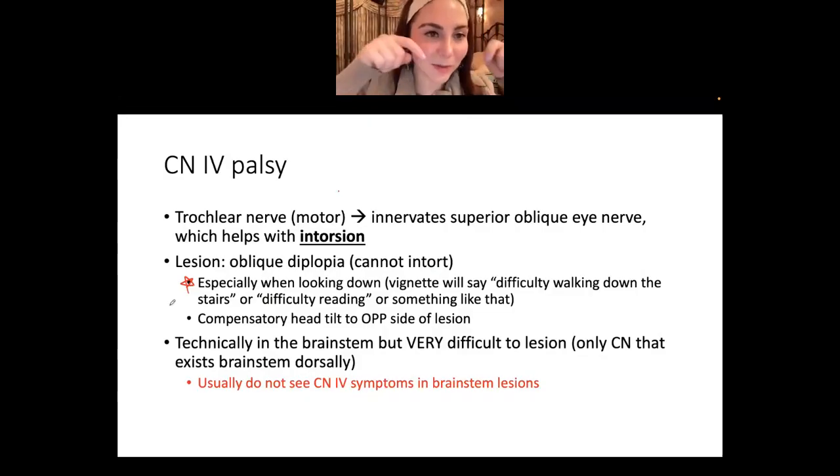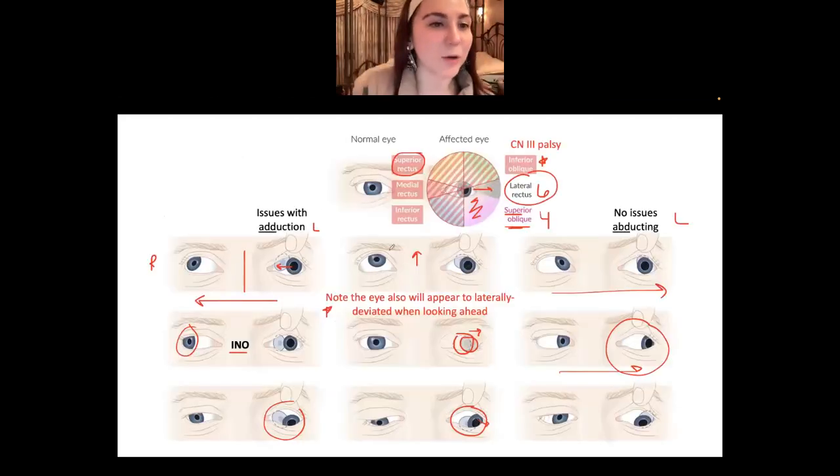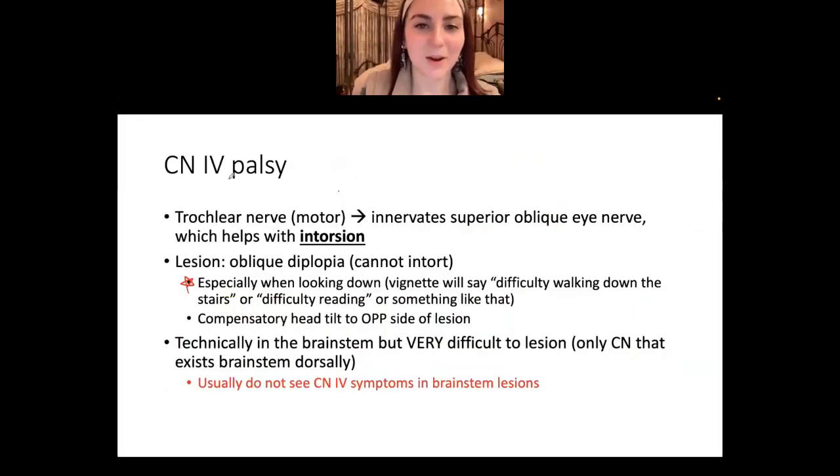Versus the inferior oblique helps with extorsion. I don't think that's a word, but that's what cranial nerve 3 does. Okay. So the inferior oblique helps with looking up and out. Yeah. Up and out. And then your superior oblique helps with down and in. Right. Eye stuff. Super. Ugh.